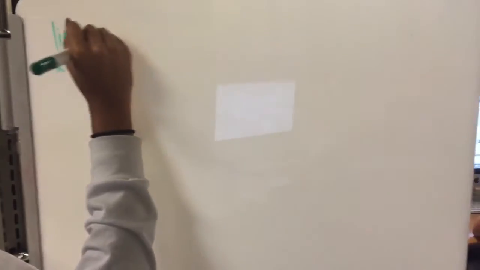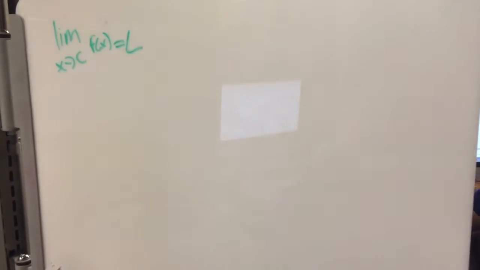Hi, today we'll be talking about the delta epsilon definition of a limit, or precise limits of a function as x approaches a constant. You usually have the statement, limit as x approaches c of f of x equals L. This has the following definition.